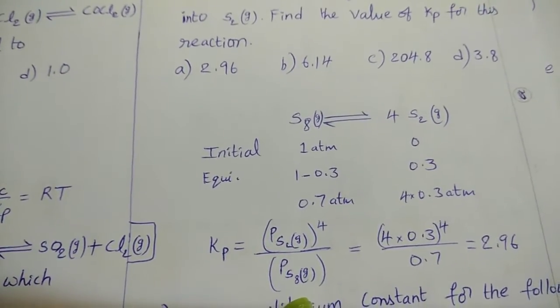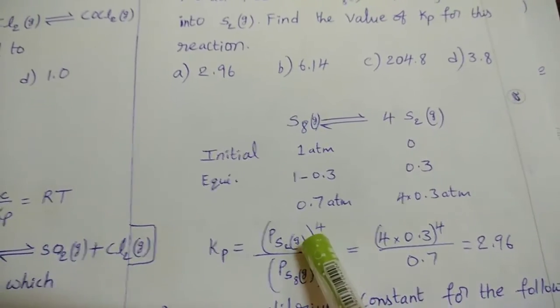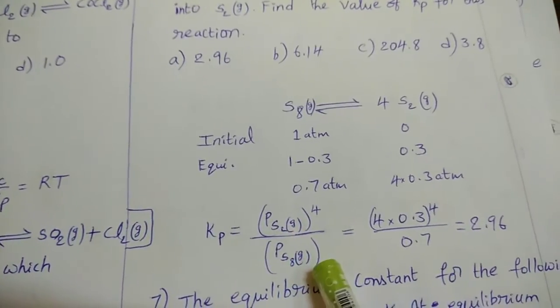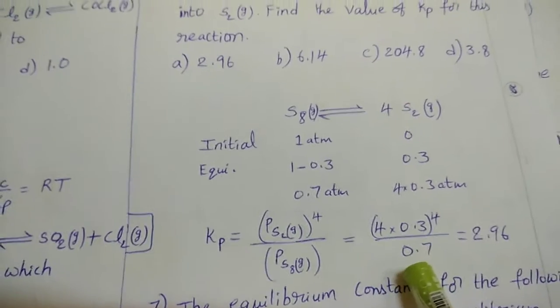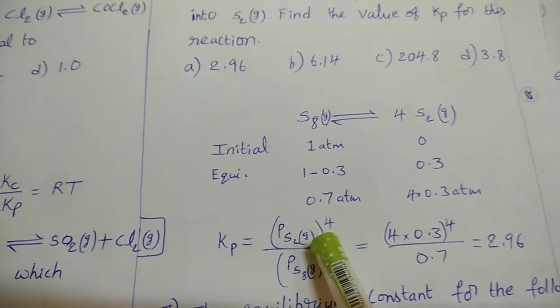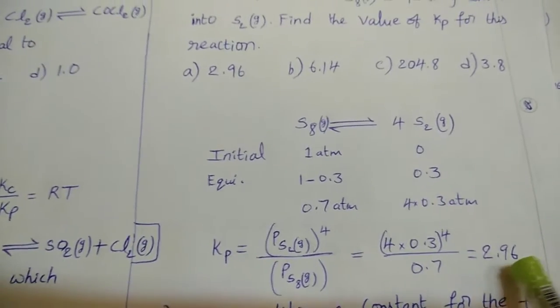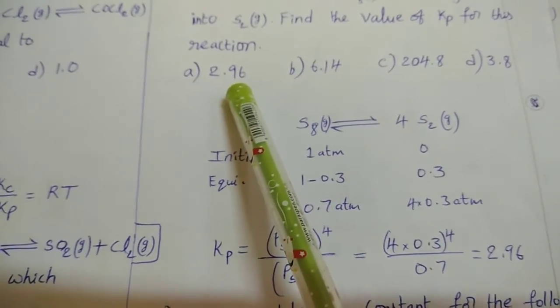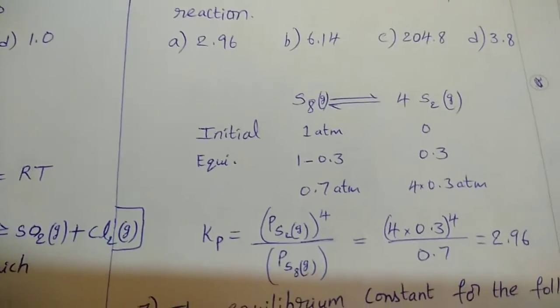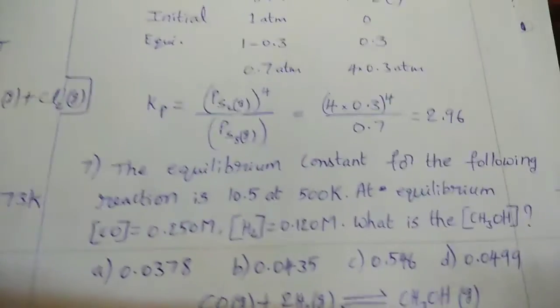Find out Kp value. Substitute. Partial pressures of products divided by partial pressures of reactants. Substitute the partial pressures of product and reactant. Then we can get Kp value 2.96. Option A is the answer for this. Next. See the next question.